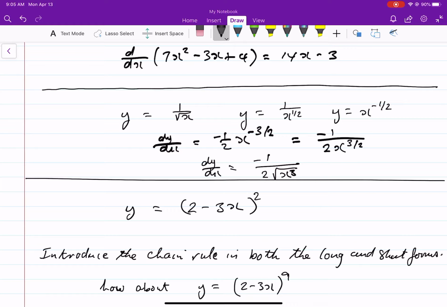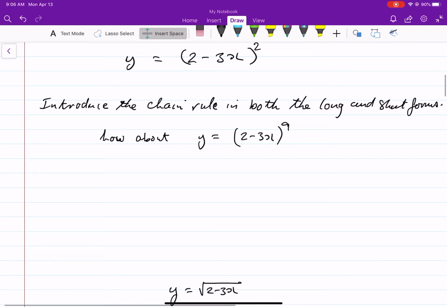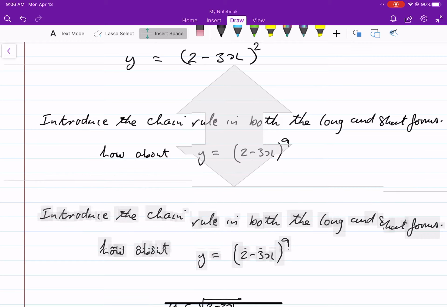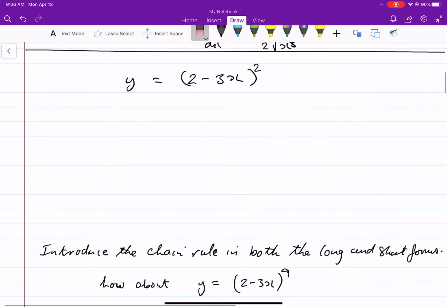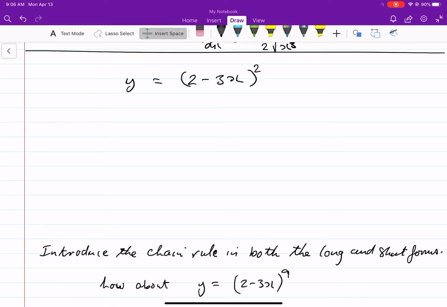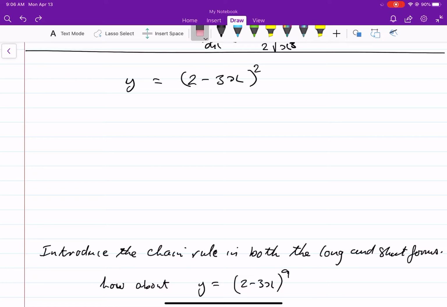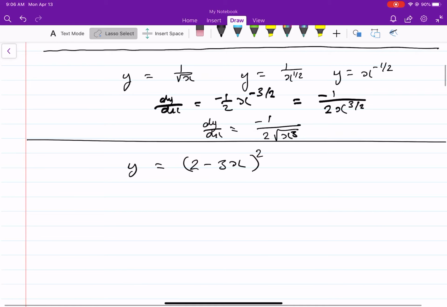Okay, let's do another one. Yes, based on the rules that we've established so far, the only thing you probably might want to do with this is expand your brackets. You would want to expand your brackets, right? So everybody can expand the perfect square, I think.